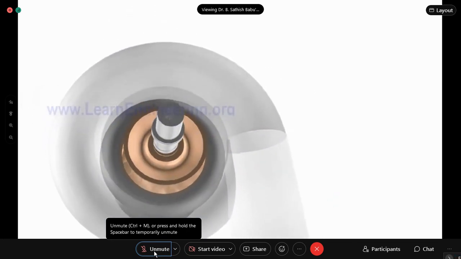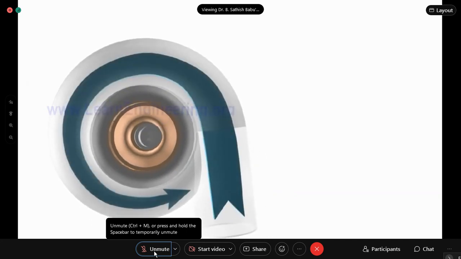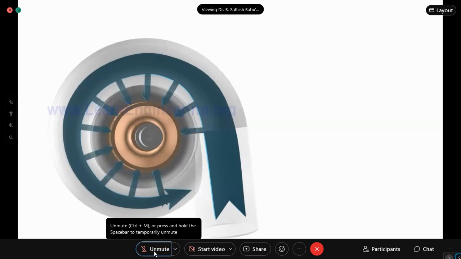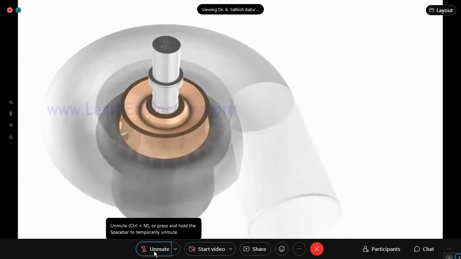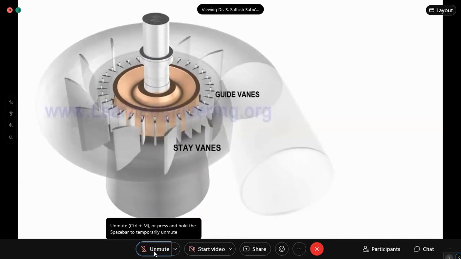Flow rate of water will get reduced along the length of the casing, since water is drawn into the runner. But the decreasing area of the spiral casing will make sure that flow enters the runner region at an almost uniform velocity. Stay vanes and guide vanes are fitted at the entrance of the runner.